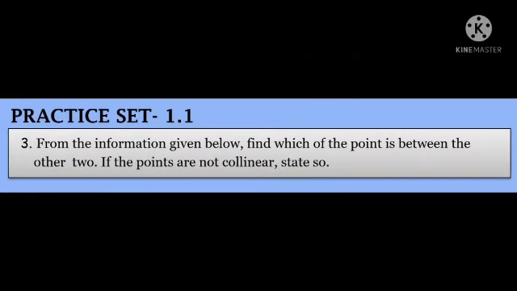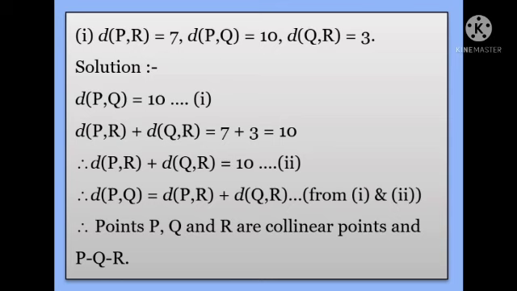Question number 3. From the information given below, find which of the points is between the other two. If the points are not collinear, state so. Distance of P and R is equal to 7. Distance of P and Q is equal to 10. Distance of Q and R is equal to 3. Solution. Distance of P and R is equal to 7, distance of P and Q is equal to 10, distance of Q and R is equal to 3, as given in the question.